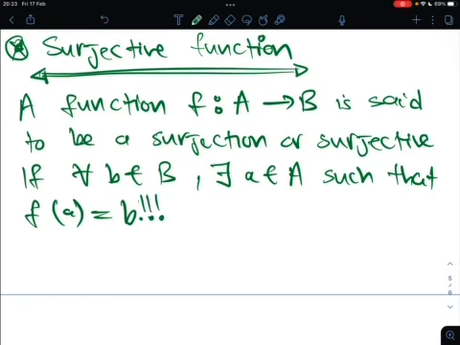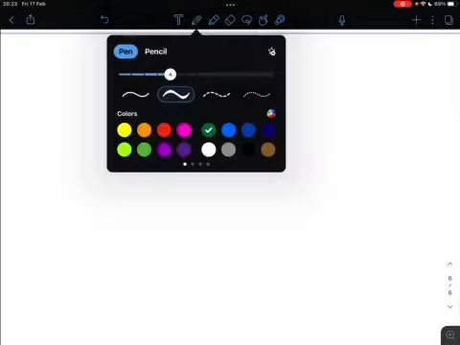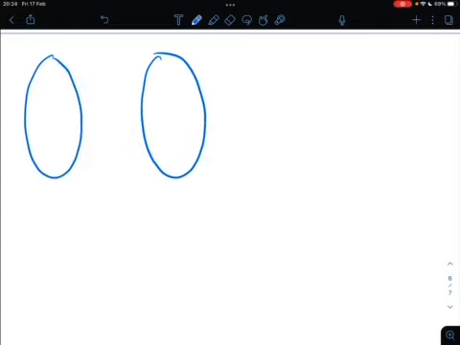So let's try to unpack what exactly it means to be surjective. In order to illustrate that, we are going to make use of our usual arrow diagram. So let's see now what it means to be surjective. I'm going to draw a diagram which shows a function which is surjective and one which is not. So here on this side, I'll draw a function which is a surjection.